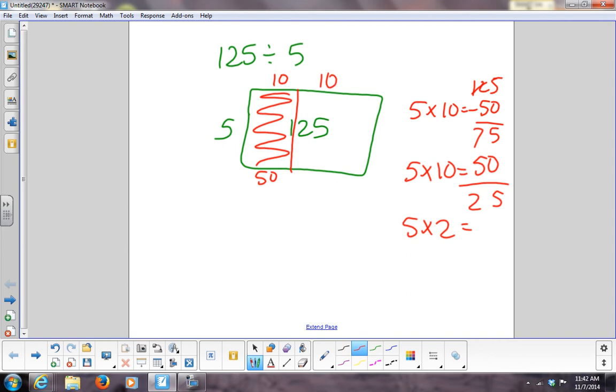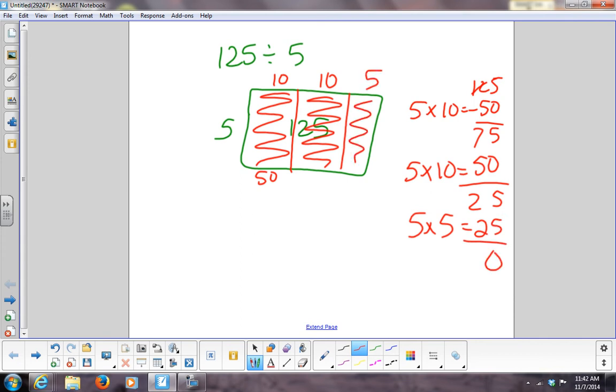Okay? It's a 5. 5 backwards. So put down 5. And then this is 5 times 5. Looks like an S. Okay? So then we just add these together. And you get 25.